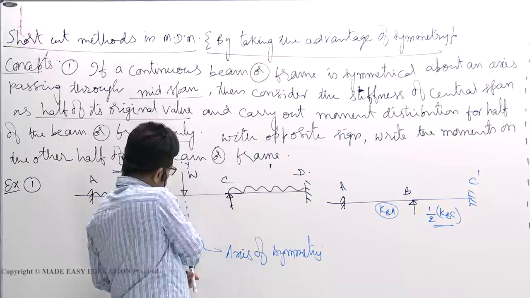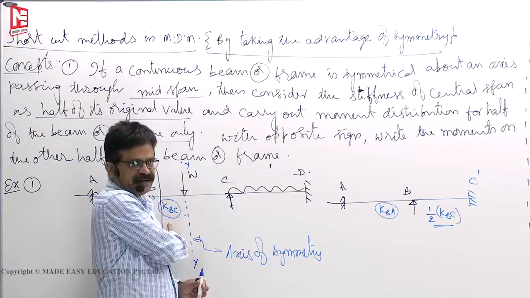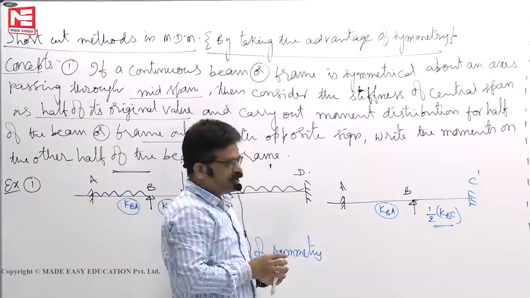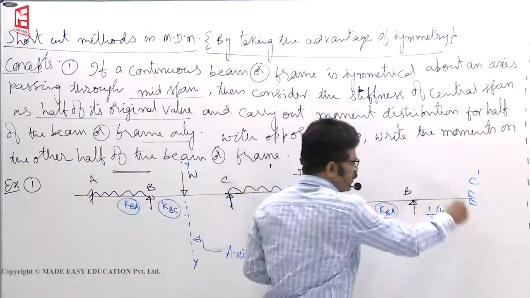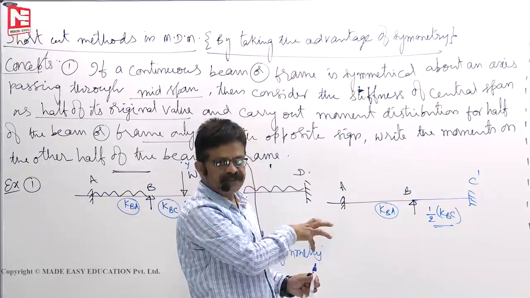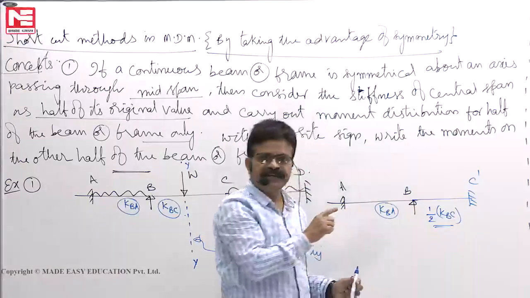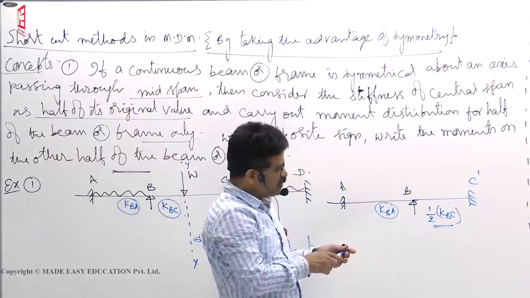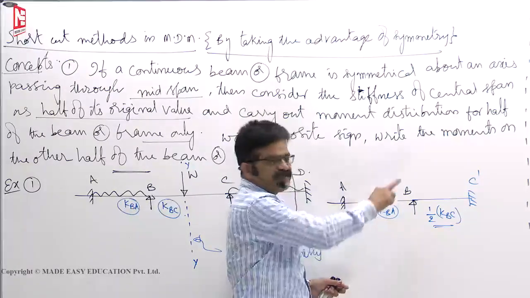So whatever KBC is there, I by L, we take half of I by L and write it. Why should we take half of KBC only? We will see in the proof part of it, because proof of that is required. Then only you will know what exactly is happening here. This is an imaginary beam, ABC dash.